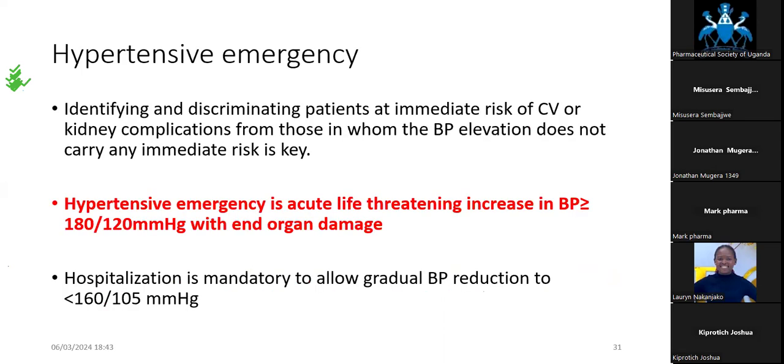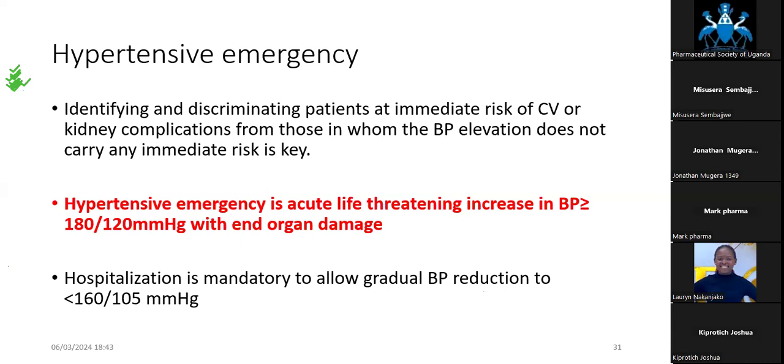Then we have something else called hypertensive emergency. Hypertensive emergency and urgency are two terms that are confused. Hypertensive urgency is when you're having BPs above 180 by 120. Okay. Then emergency is different from urgency in the sense that we are having end organ damage. The two are similar in terms of BP readings, above 180 systolic, above 120 diastolic. However, the difference is that for us to say it is an emergency, there has to be end organ damage.